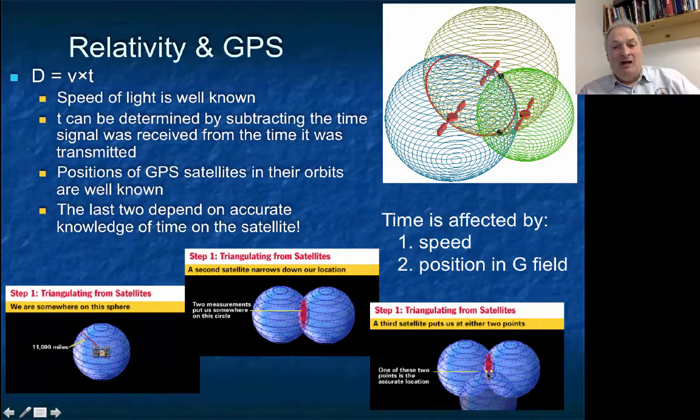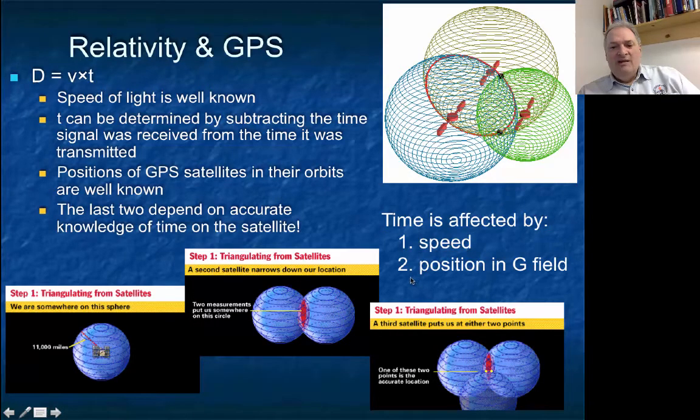That puts you on the intersection of the 4 spheres that describe your distance to the 4 satellites, and there's only 1 point possible. Now, what relativity tells us is that time is affected by 2 things. As we saw in class, it's affected by your speed. And so if you have a speed that's high compared to the speed of light, or close to the speed of light, then time will slow down. The GPS satellites are moving pretty fast in orbit, but not fast enough for that effect to be super large. It's noticeable, but not huge.